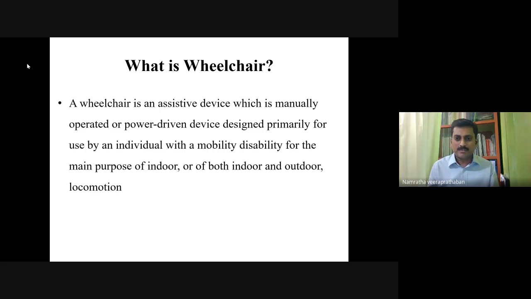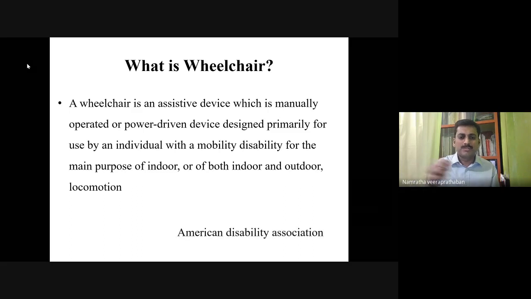A wheelchair is an assistive device, manually operated or power-driven, designed primarily for use by an individual with mobility disability. This is important, mobility disability, for the main purpose of indoor or both indoor and outdoor locomotion. There are many definitions you will find if you go to Google, or in books, but I like this definition more, and it is given by the American Disability Association. So this is an appropriate definition of a wheelchair from my perspective.